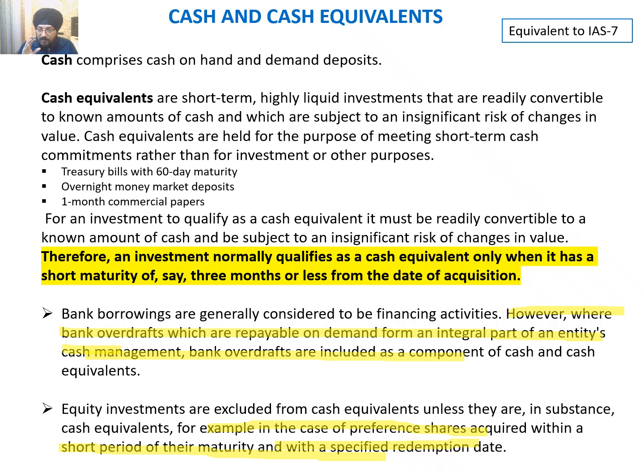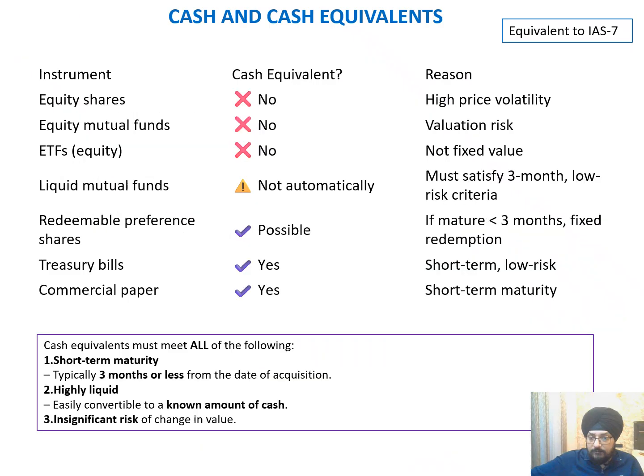So this is the definition of the cash and the cash equivalent. Now let's quickly look at some examples of the cash equivalent to have a better understanding. Equity share, cash equivalent? No, reason: high price volatility. Equity mutual funds? No, again valuation risk. ETF? No, again not a fixed value. Liquid mutual fund? Not automatically, must satisfy the 3 month or lower risk criteria. Redeemable preference share? Possible if maturity period is less than 3 months.